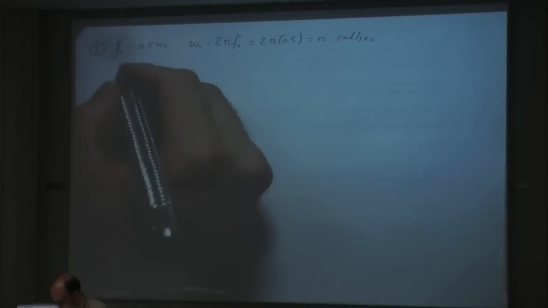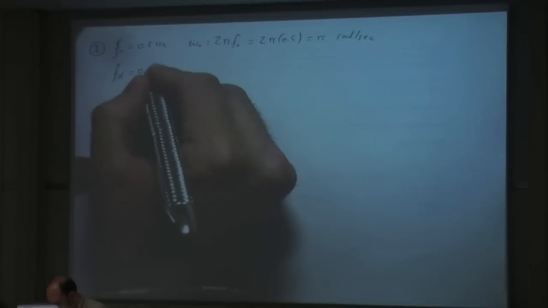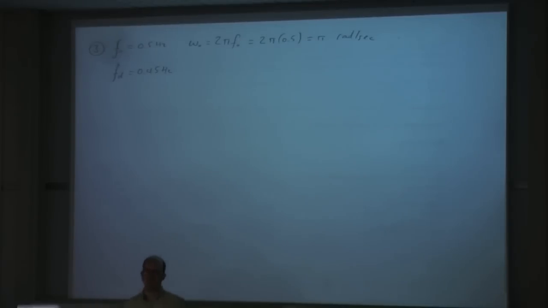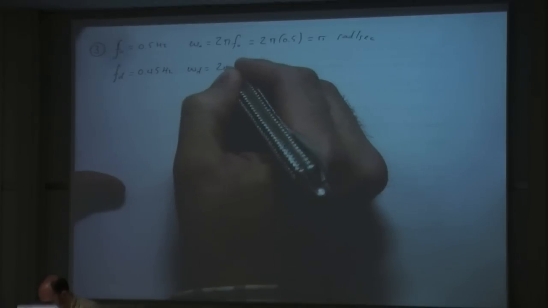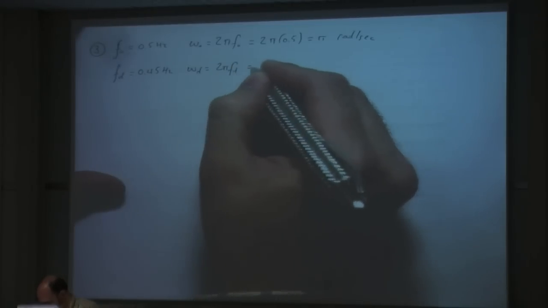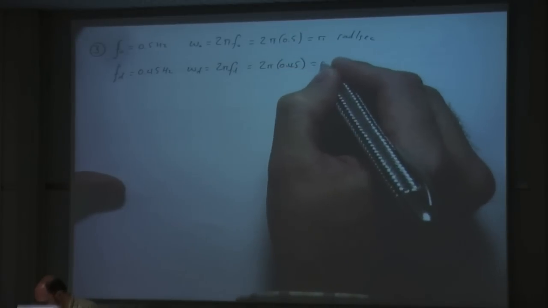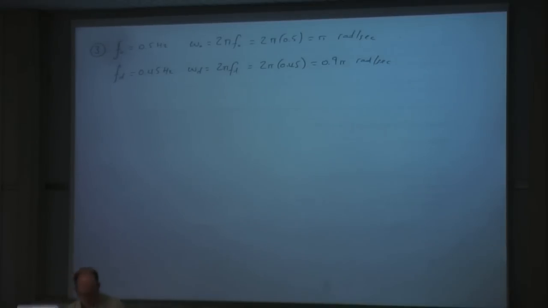We've been given the damped frequency. I'll call it FD. That's 0.45 Hertz. So to find the damped angular frequency, omega d, 2 pi times FD comes out to be 0.9 pi radians per second.